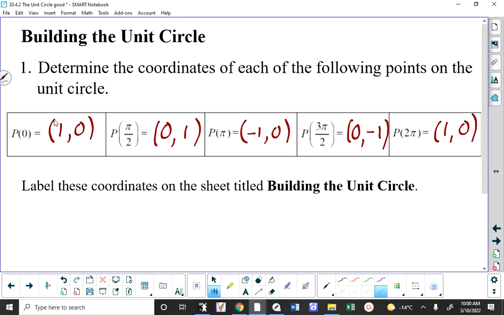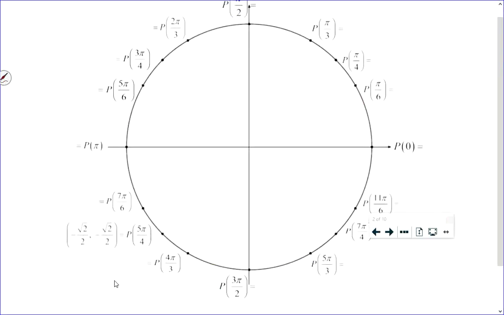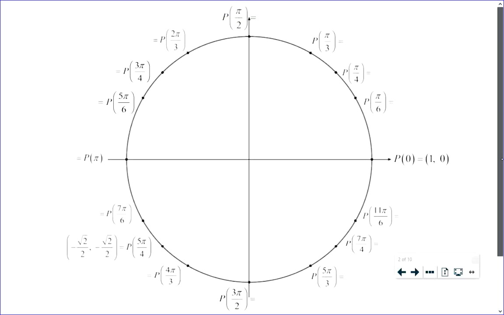So label these coordinates on the sheet titled Building the Unit Circle. So, you know, over here at P of 0, you're going to put 1, 0. Up at the top, you're going to put 0, 1. At pi, it's negative 1, 0.